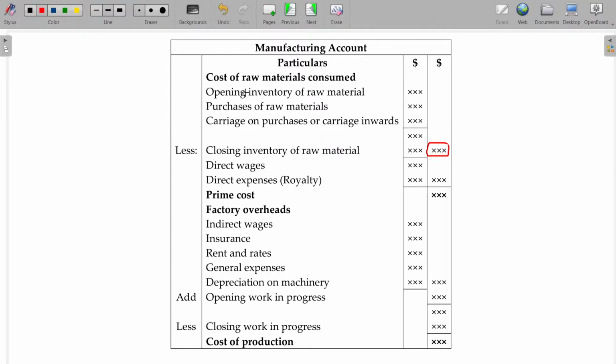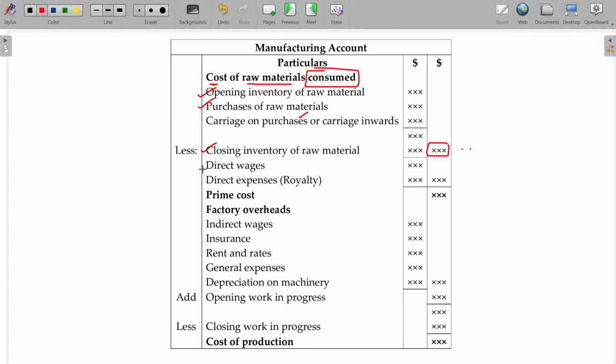Usually in the trading section, you purchase finished goods and sell the finished goods. Opening inventory plus purchases minus closing inventory will be the cost of sales. In the case of a manufacturing account, it is all about raw material consumed and its cost. Opening inventory, plus purchase of raw material, less closing inventory of raw material, is called raw material consumption. So first you have to consider the consumption. And whenever you spend money for transporting the goods to your place, like carriage inward, it will also form part of the material cost.